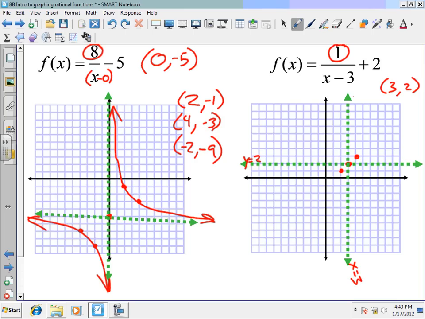So we're just going to draw a curve through those points. Nice and tight to the inside. And again, as you draw down to get closer and closer to those asymptotes. Okay. So that's how we see those.